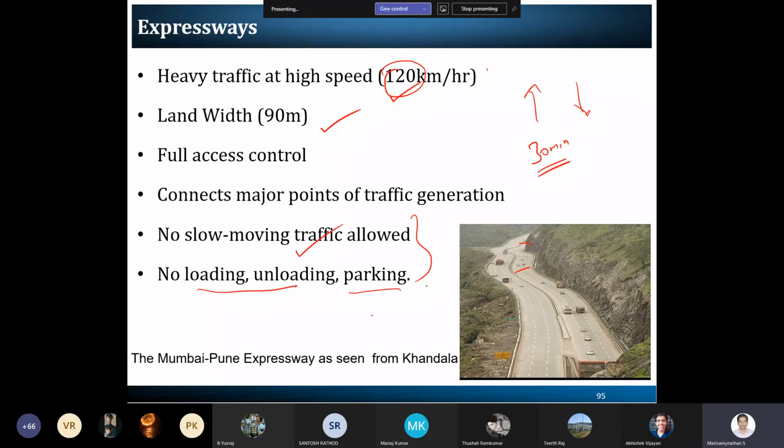The main motivation is to connect two major cities, or the major origin and destinations, to give more convenient travel time saving with respect to the speed of the vehicle. So all the benefits they get when we provide this particular expressway. And this is one example, the Mumbai to Pune expressway. This is a picture taken from Khandala. These are the major points that can be considered for why we define that particular corridor as an expressway. Hope you understand the term expressway.